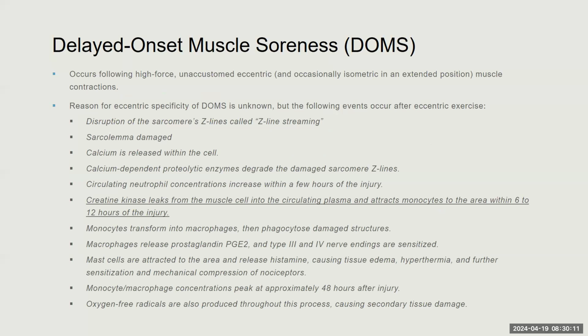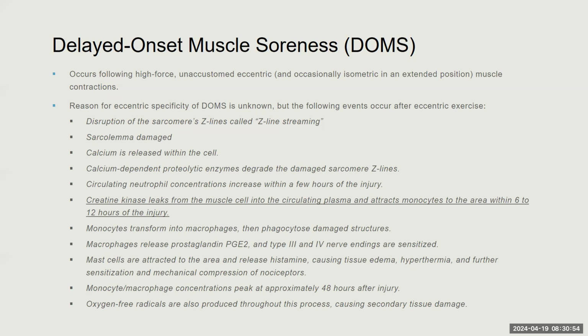So delayed onset muscle soreness, or DOMS, is going to occur following high force, unaccustomed, eccentric, and occasionally isometric muscle contractions in an extended position. And again, we don't actually know why this is eccentric specifically, but the things that we know that occur after eccentric exercise: you're going to have disruption of the sarcomere Z lines, which we call Z line streaming. You're going to damage the sarcolemma. Calcium is going to be released within the cell, and the calcium-dependent proteolytic enzymes will degrade the damaged sarcomere Z lines, which will then cause neutrophil concentrations to increase in the few hours after injury.